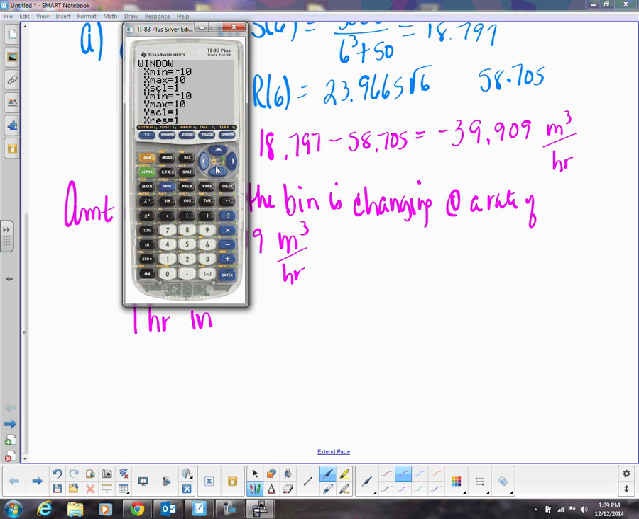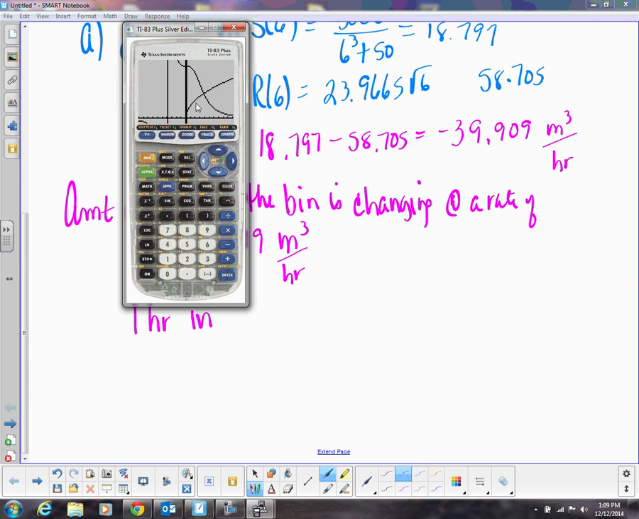And now I'm going to take my window, my y's need to be, I think I'm going to take it to 100. Well, we'll take it to 111. All right, so this graphed first and this graphed second. This is the rate function of how much sand is being put into the bin. This is what is being removed.